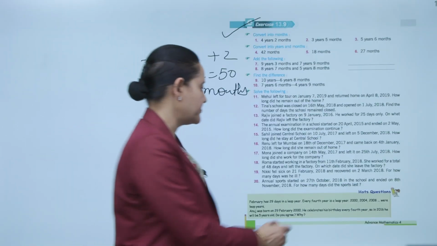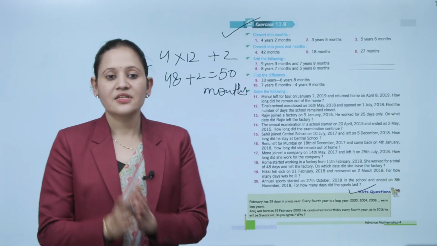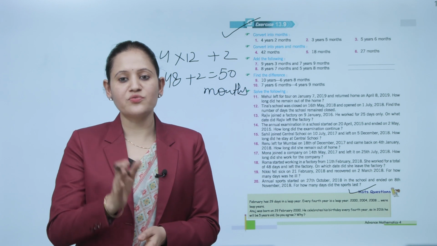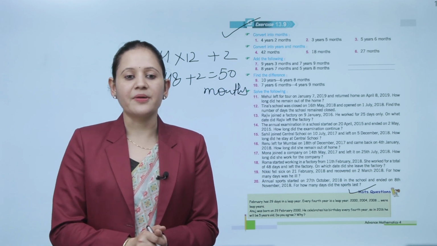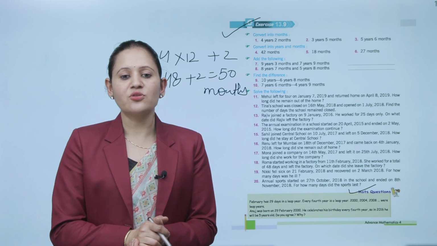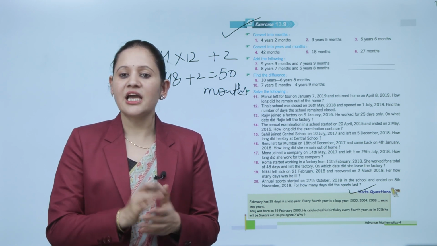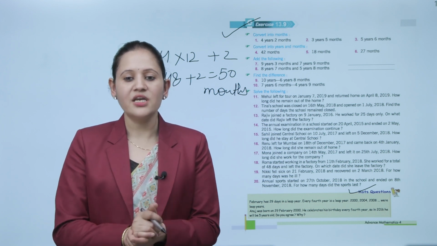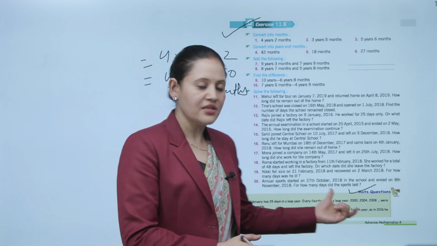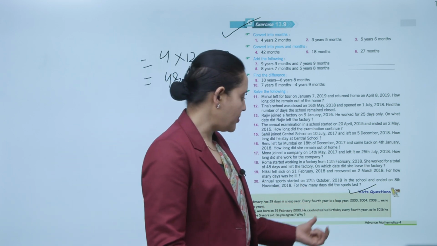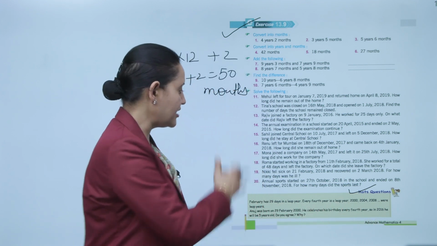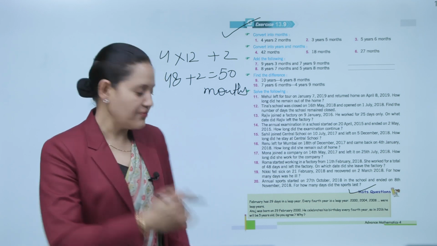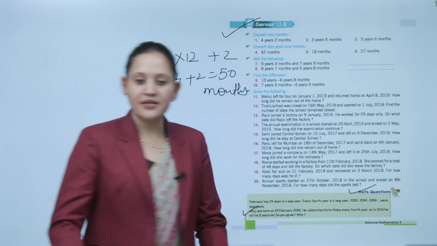Next is HOTS question. February has 29 days in a leap year. Every fourth year is a leap year. 2000, 2004, 2008, like this, were leap years. Anuj was born on 29 February 2000. He celebrates his birthday every fourth year. So, in 2016, he will be 5 years old. Do you agree? Why? Yes. Because every 4 years he celebrates his birthday. So, 2001 hai, 2004, 1 year complete, then 2008, then 2012 and 2016 will complete 4 years and will be 5 years. Clear?